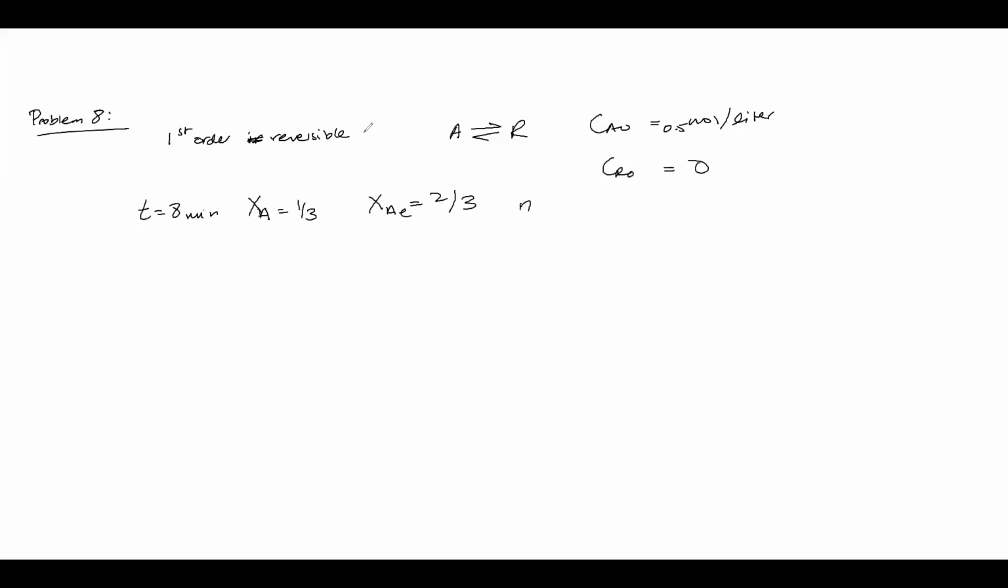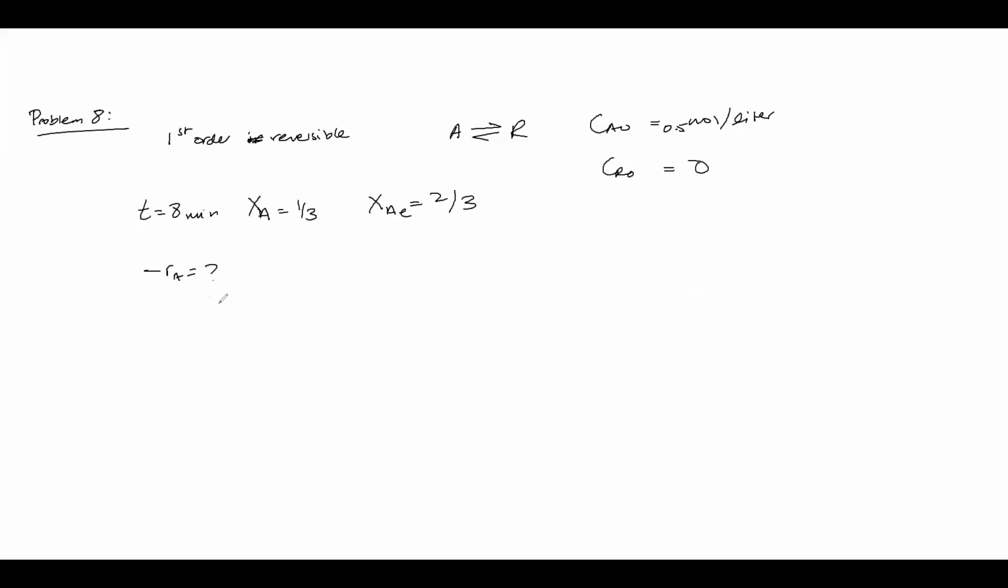Not n, actually, you already know it's first order. You need to find the rate equation, which is basically minus rA equal to what? And in this case, this is case number 6.